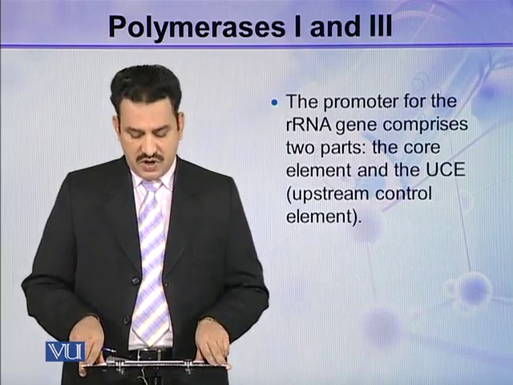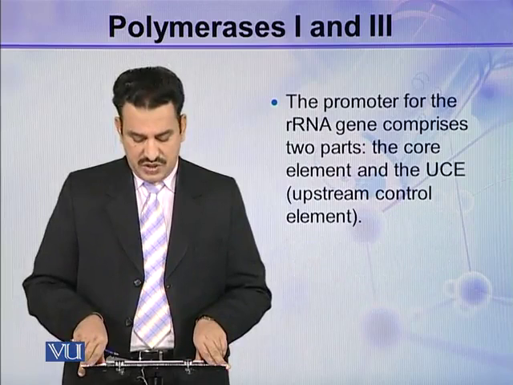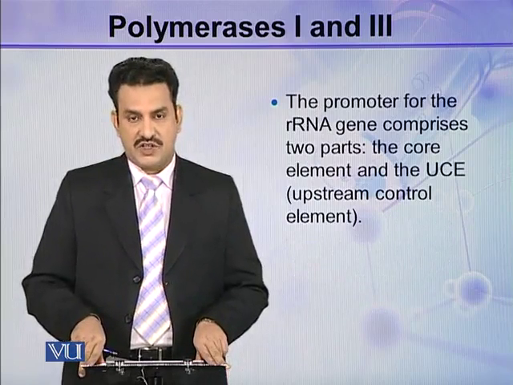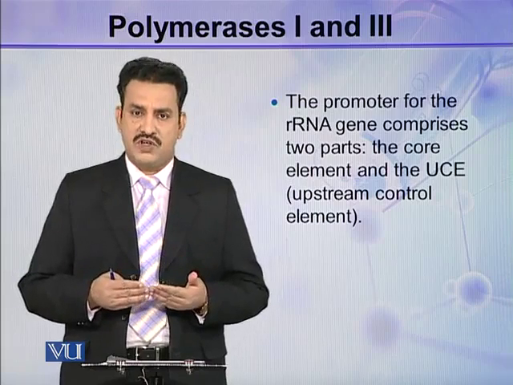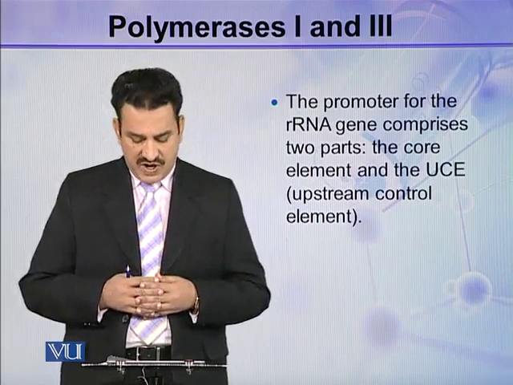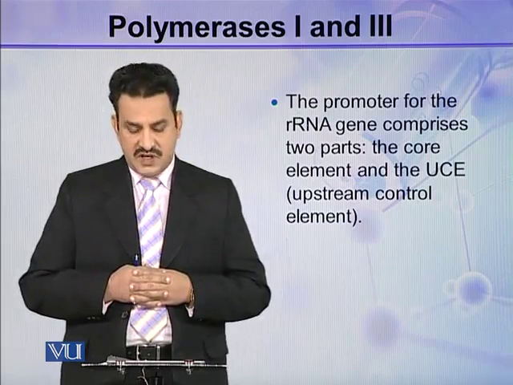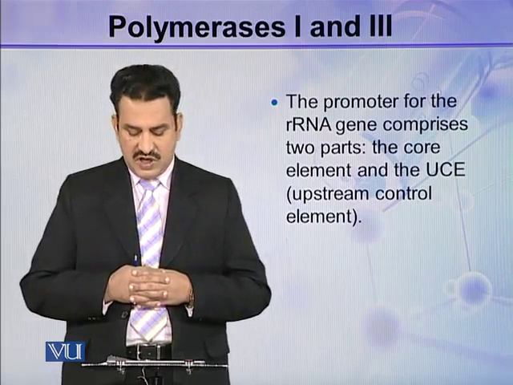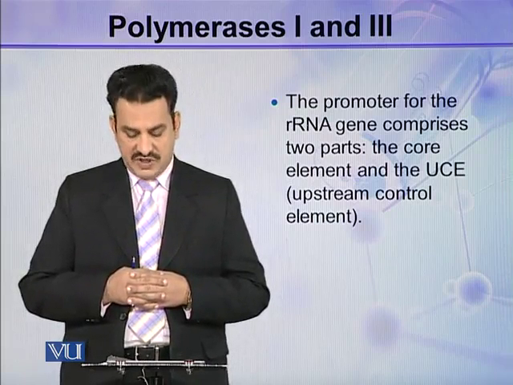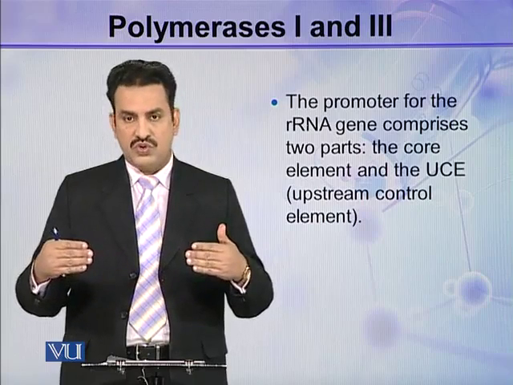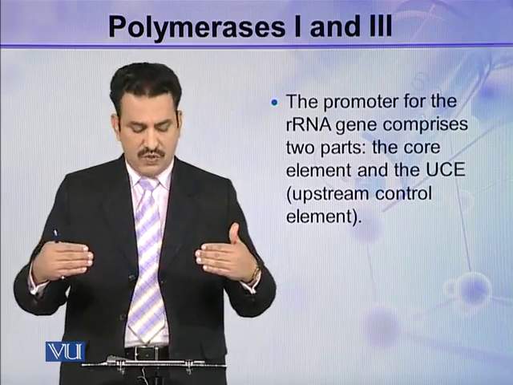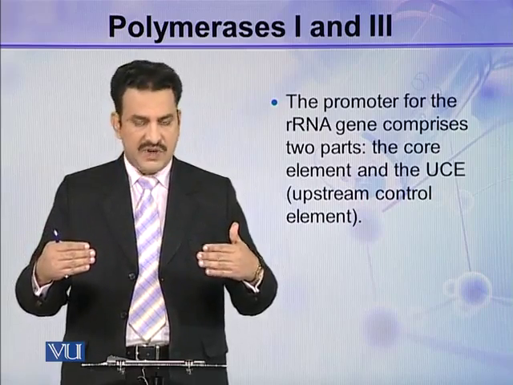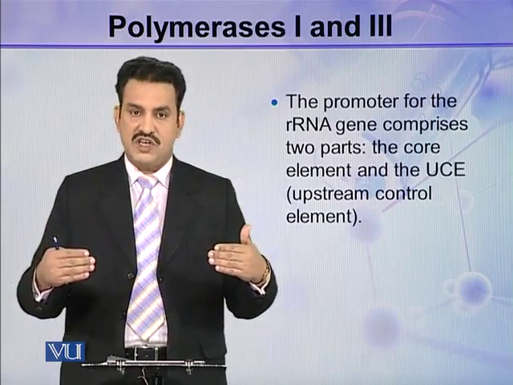The promoter for the rRNA gene comprises two parts. So, it also has its specific promoter, and this promoter has two parts, the core element and the UCE, upstream control element. One is the core element, the other one is the UCE element.